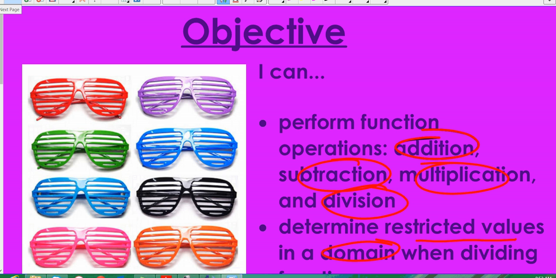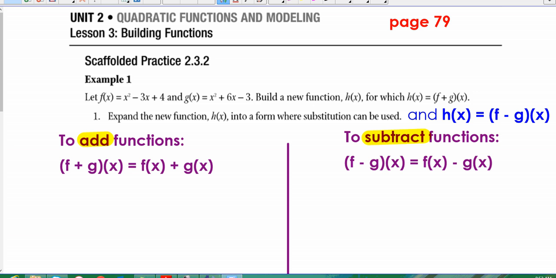Alright, so if you turn to page 79, we're going to go through example 1. If you could pause the screen and actually split up this screen, we're going to add and subtract the function, even though the problem is asking us just to add. All right. Okay, so we're going to let f of x equal x squared minus 3x plus 4, and we're going to let g of x equal x squared plus 6x minus 3.